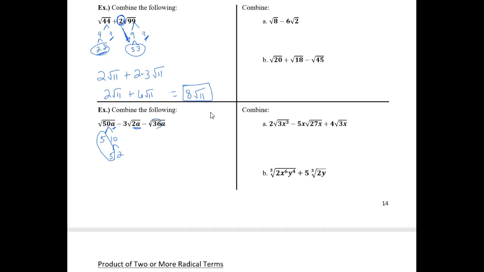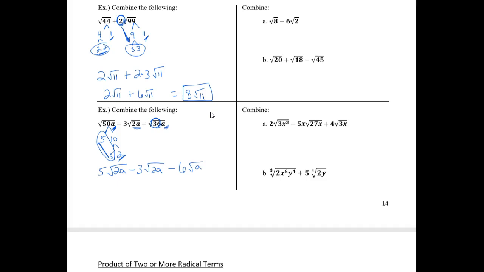36 is a perfect square. I don't even have to factor that. I know the square root of 36. Let's rewrite what we have. So square root of 50A, I can take out those 5's. Square root of 25 is 5. I'm left with a 2 and an A underneath the radical, 2A. The middle term I can't change. The last term, the square root of 36, is 6. And I still have an A underneath the radical that didn't have a perfect square.